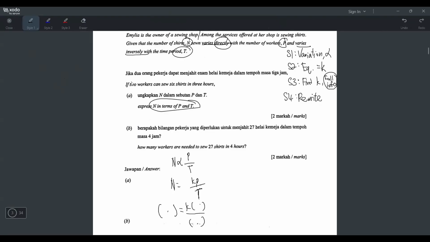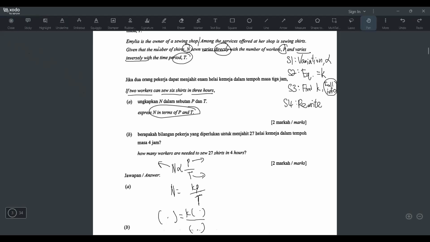So actually they do give it to us, okay? It's just that I didn't read it just now. So they give it in here, right? 2 workers sew 6 shirts in 3 hours. So I recommend you read again what the n represents, what the p represents, and what the t represents, so that you don't substitute wrongly, or substitute the wrong way round, right?